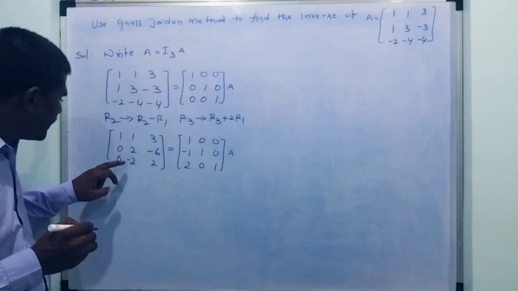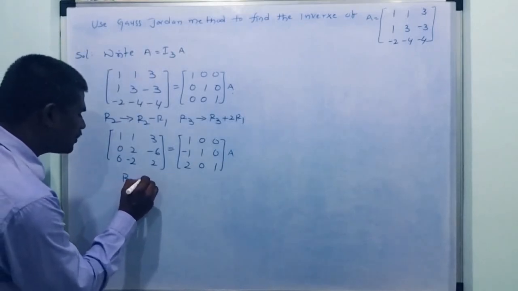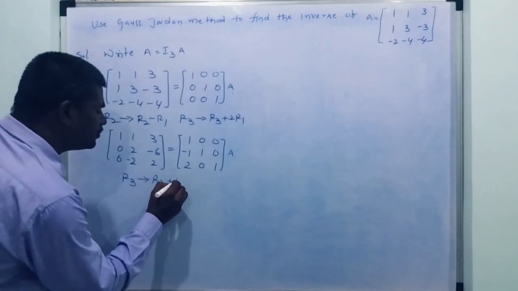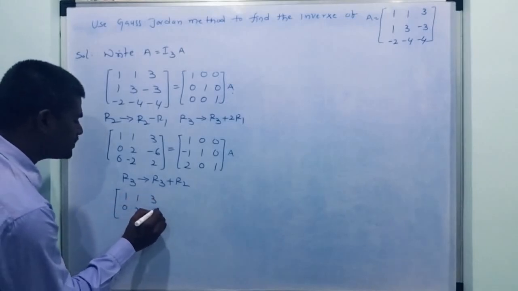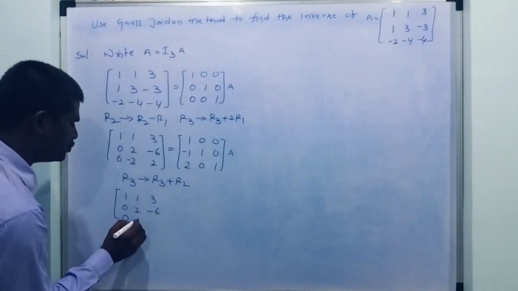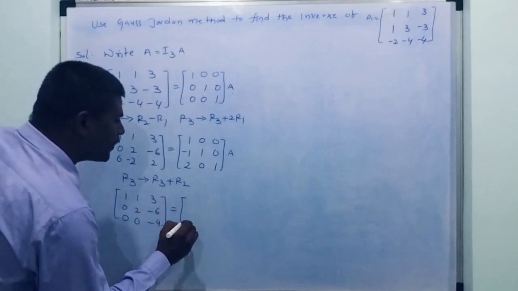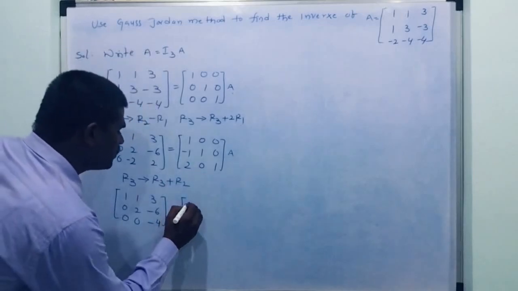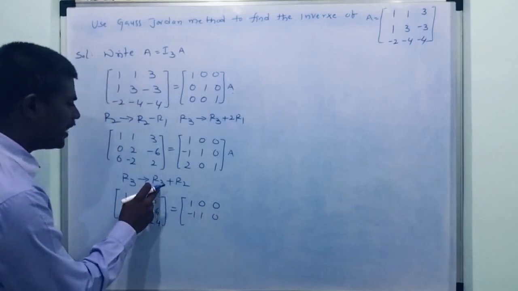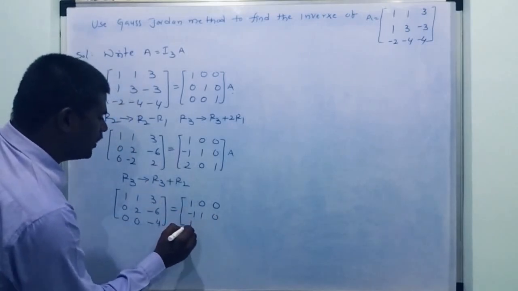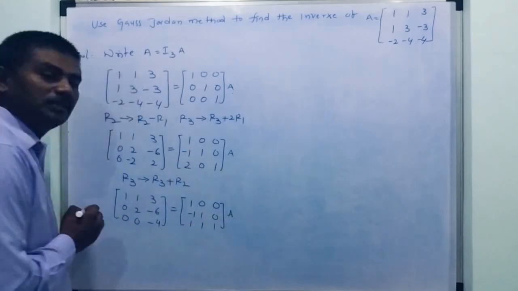Now use this element and make this one 0, which means R3 tends to R3 plus R2. Then this becomes 1 1 3, 0 2 minus 6, 0 0 minus 4. The same row operation should be applied on the prefactor, which is 1 0 0, minus 1 1 0, R3 plus R2: 2 minus 1 is 1, 0 plus 1 is 1, 1 plus 0 is 1, into A.